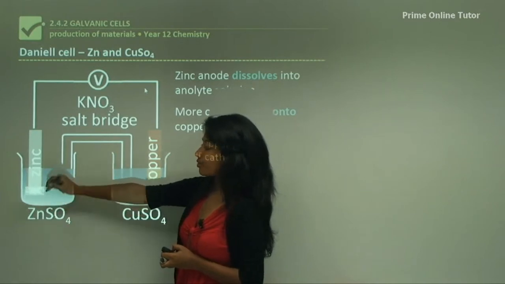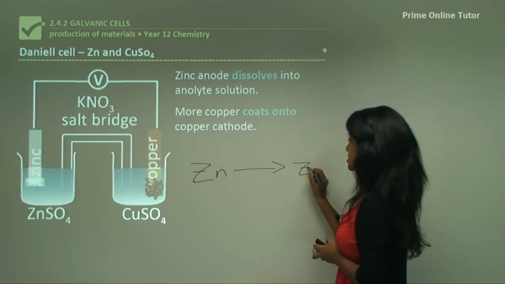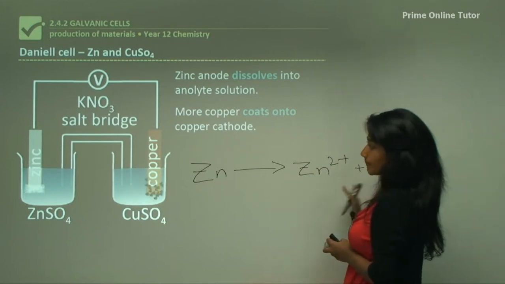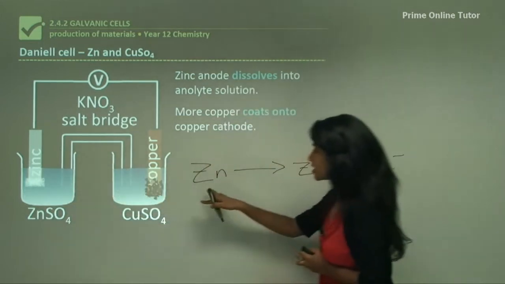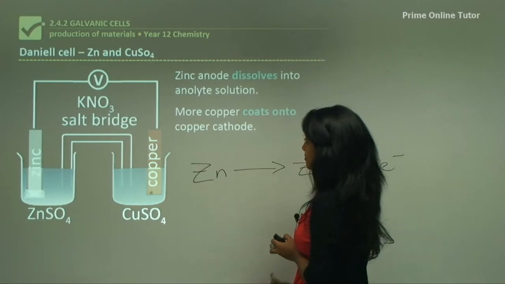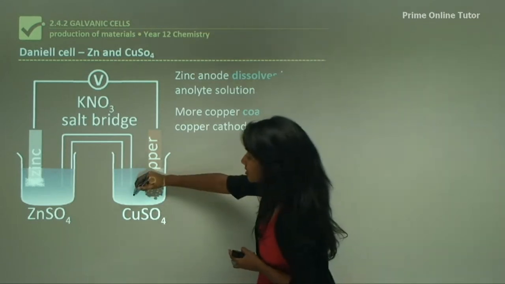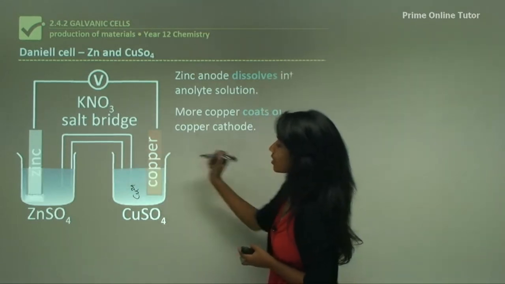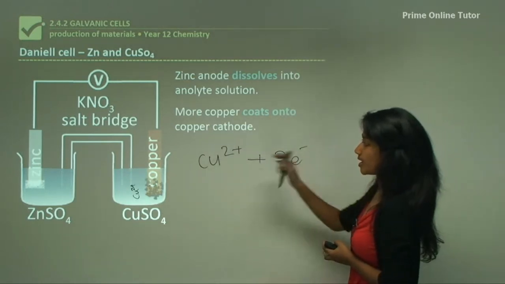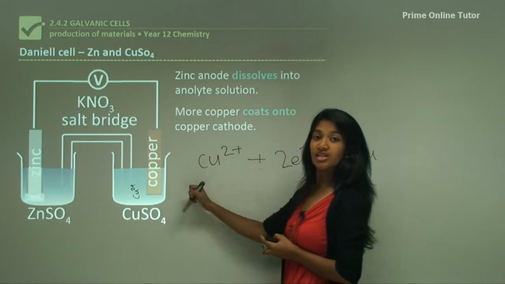As we went through, zinc would lose electrons. So it forms zinc 2+ and 2 electrons. So zinc, the metal, is going to eventually dissolve and form this. But at the same time, the copper would gain electrons. So the copper ions from this catholyte will gain electrons. The copper ions plus the 2 electrons we got from the zinc are going to form copper metal, and this black stuff is copper metal.